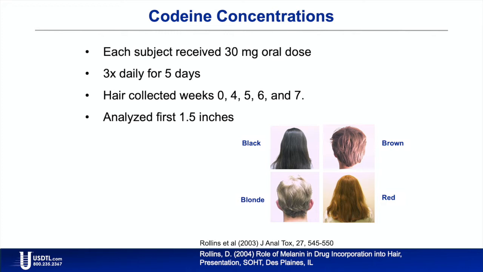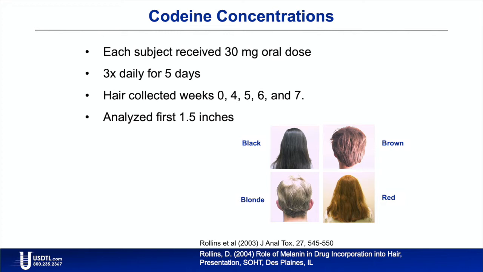Here's another study that was presented here in Des Plaines back in 2004 when we hosted the Society of Hair Testing, by Dr. Rawlings. Here we looked at several donors that were characterized by their hair color: black, brown, dishwater blonde, and red. And each subject was given 30 milligrams by mouth 3 times daily for 5 days, and they collected that hair out over 7 weeks following the dosage. And then they analyzed the first 1.5 inches each time they collected.